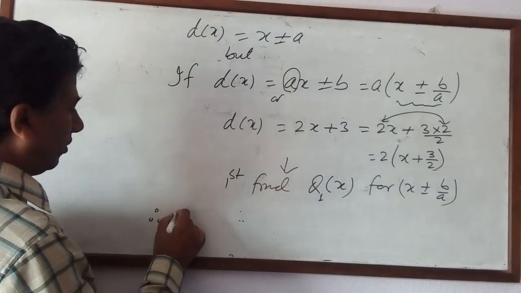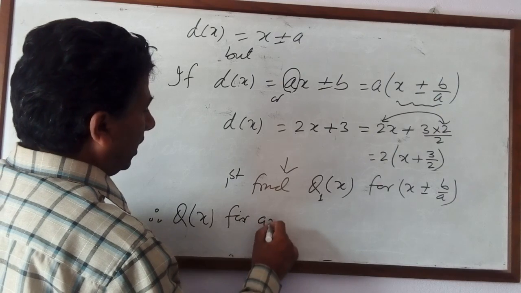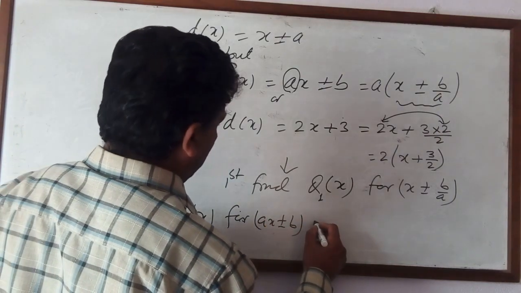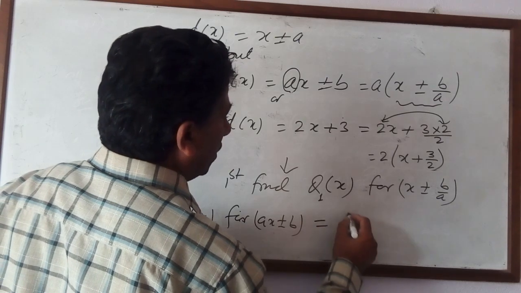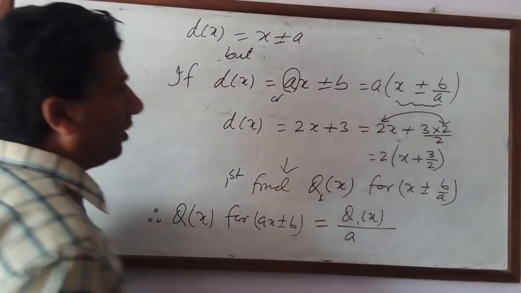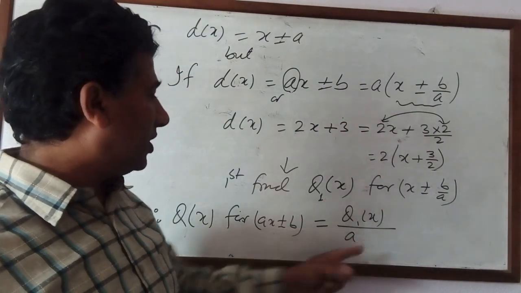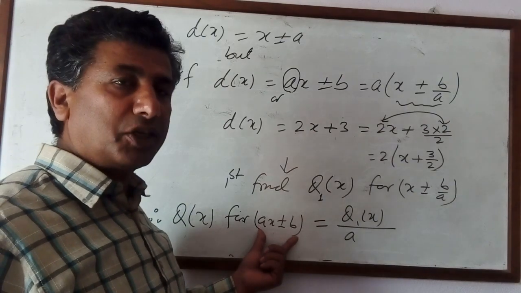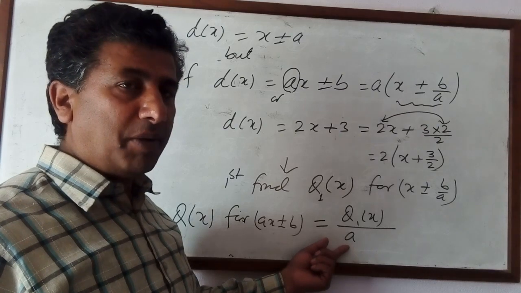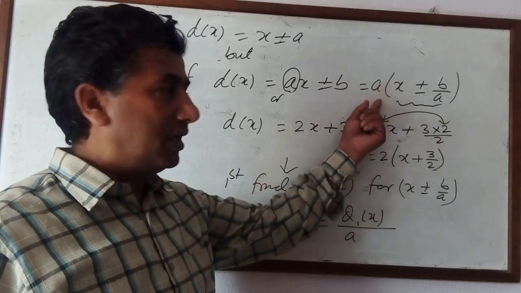Therefore, qx for ax plus or minus b equals q1x divided by a. By this a, we have to divide this q1x. That gives the quotient for this ax plus or minus b, ax plus b or ax minus b. Again, we have to divide by this a, which is here.